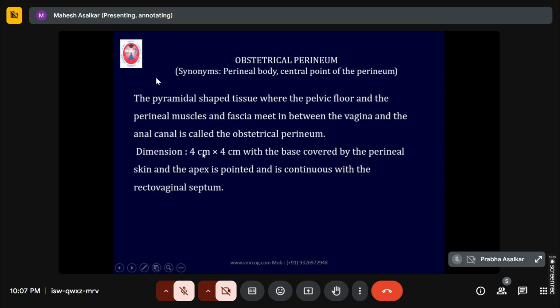The dimension is a 4 by 4 centimeter structure with the base covered by the perineal skin, and the apex is pointed and is continuous with the rectovaginal septum. Okay, so the size is 4 by 4 centimeter, it is covered by the perineal skin, and the apex is pointed and is continuous with the rectovaginal septum.